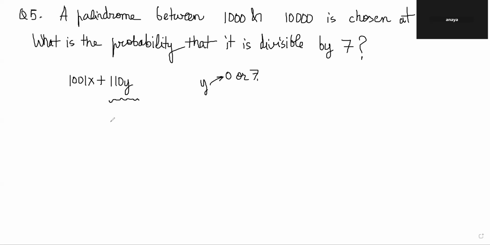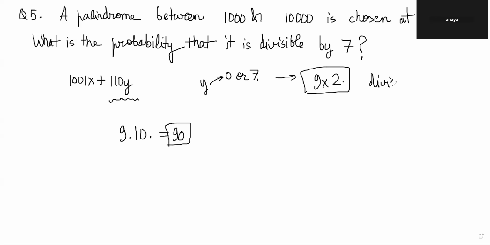Total number of palindromes is how many? 90, because you have 9 choices for the first digit, 10 choices for the second digit, and then to make it a palindrome, you only have one choice for each of the other two. The probability will be this by this.